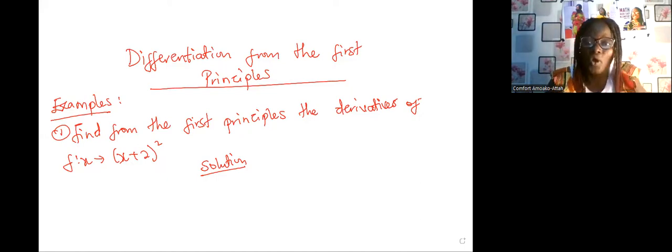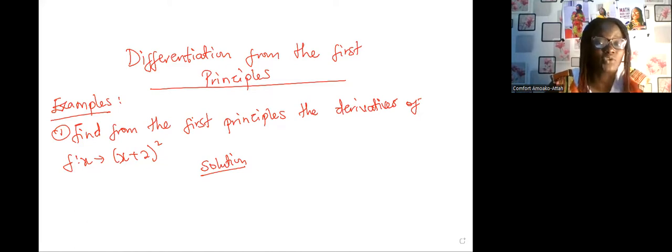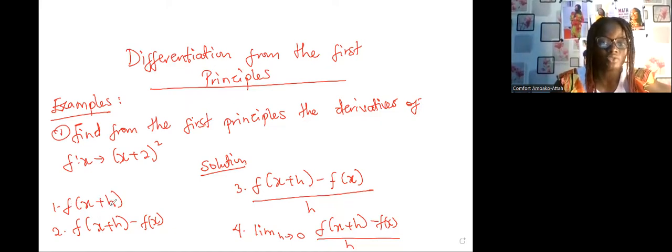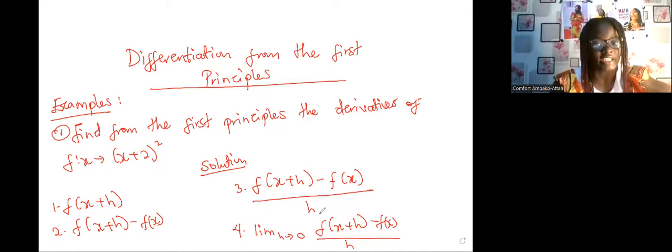Before we start solving this, let me give you the 4 steps to follow when you are solving questions under this. These are the 4 steps that we are going to follow to solve our questions, okay? The first step is what? f of x plus h. Then f of x plus h minus f of x. Then f of x plus h minus f of x over h. Then the limit as h approaches 0 of the third step, okay?